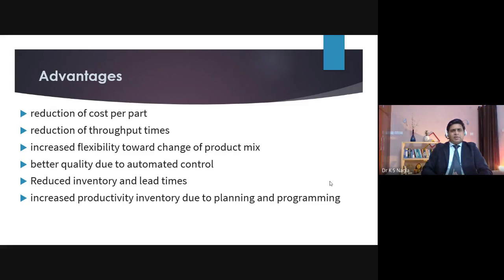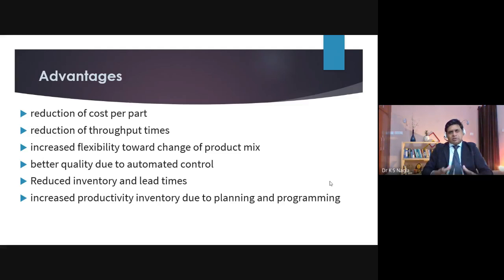One is that the flexible manufacturing system reduces the cost per part, because a large number of operations can be done on a single rotating machine, so the cost is suddenly decreased. There is also a reduction in throughput time, increased flexibility toward changes in the product mix, and better quality due to automated control. It reduces inventory and lead time, and increases productivity due to the planning and the programming.